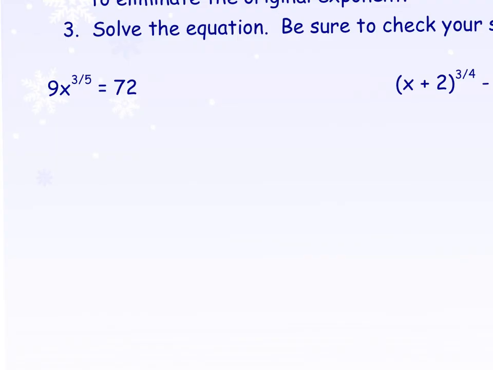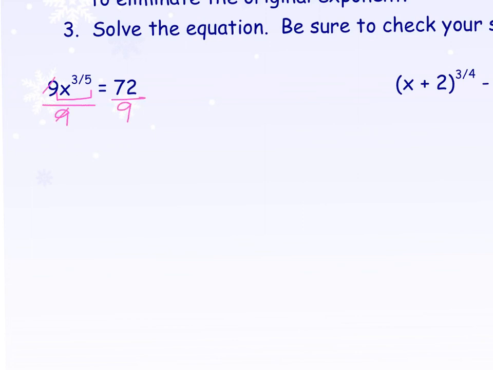In our first example, we have 9 times x to the 3/5 power equals 72. Notice the 9 and the x are not in the parentheses. That means the base is just the x. So we have to get rid of the 9 first. Step 1, we want to isolate the base. We'll divide both sides by 9.